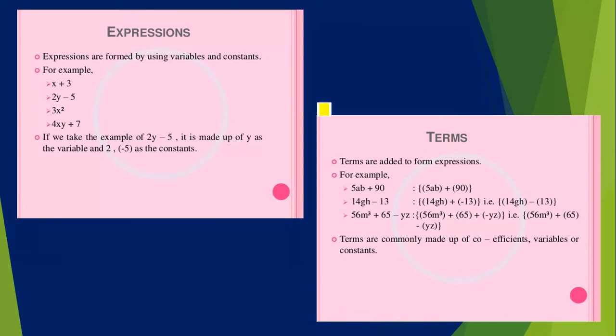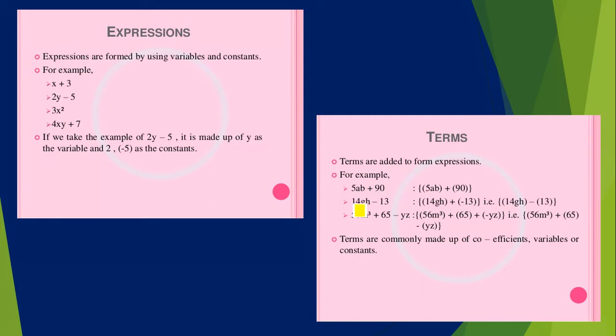Now expressions and the terms. Expressions are formed by using variables and constants. For example, x plus 3, 2y minus 5. These are different examples of expressions. If we take the example of 2y minus 5, it is made up of y as the variable, and 2 and minus 5 as the constants, right? Terms are added to form expressions.